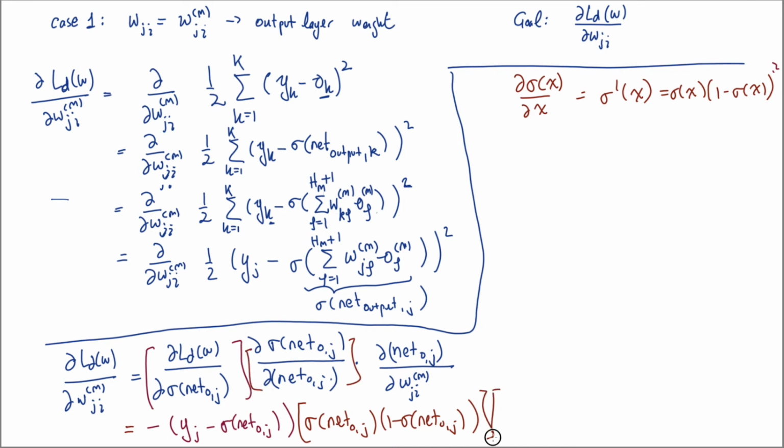And finally, the last term is the derivative of net oj with respect to the weight jim. Well, look at the net oj, it's just the summation.